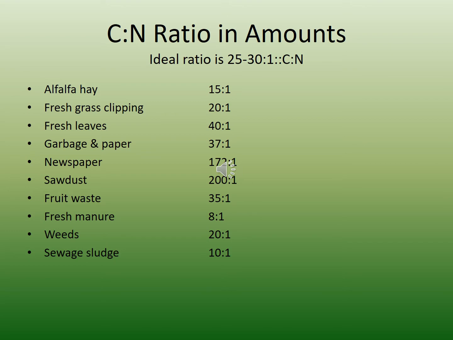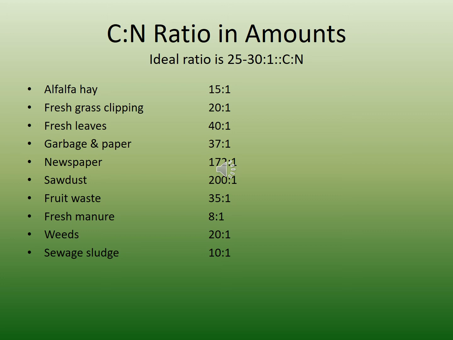As far as carbon-nitrogen ratios, usually you want about 2 to 3 parts of brown material to 1 part of green material. And that will get you a good ratio of about 25 to 1 carbon to nitrogen.